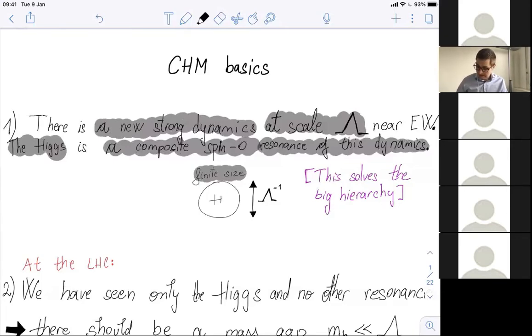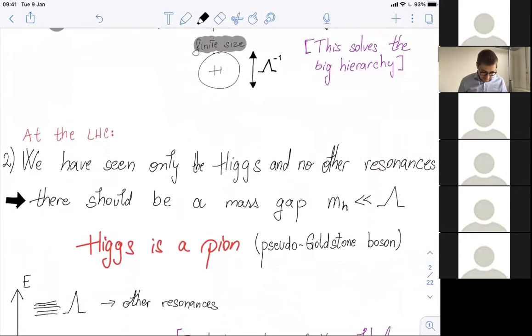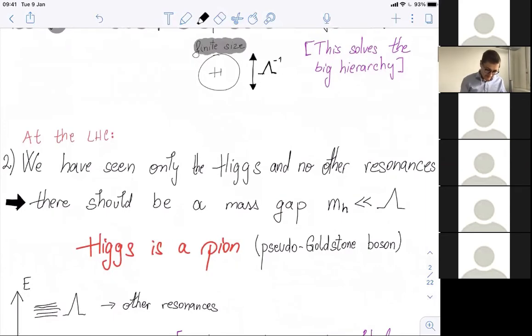This explains why there is such a huge separation between the Planck scale and the electroweak scale, because there is a strong dynamics near the electroweak scale, and one of the composite resonances is actually the Higgs. That is the basic point. The second point has to do with the phenomenology.